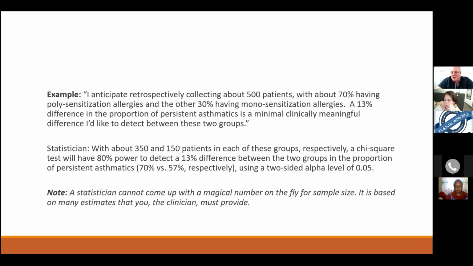So the statistician cannot just come up with a magical number and say you need 500 patients total and you'll have a great study and you'll find a significant result. It really depends on the actual inputs to that calculation.